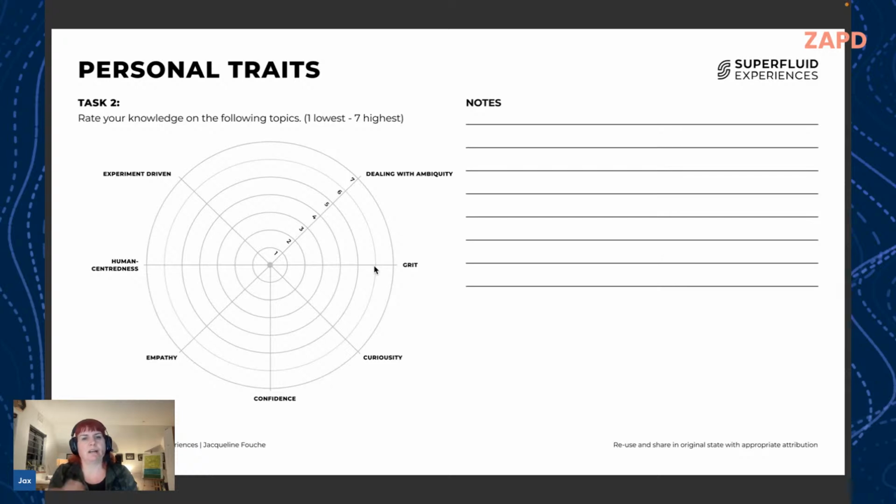I want to use this example of grit. I have high grit. I like finishing stuff, but it's not always good for you to do that. If you have high grit, the question could be, should I finish this? Is it worth my while to see this through? Or are you just suffering from a sunk cost fallacy in your mind? How curious are you as a designer? You need to have a certain level of curiosity. You also have to be able to deal with ambiguity.